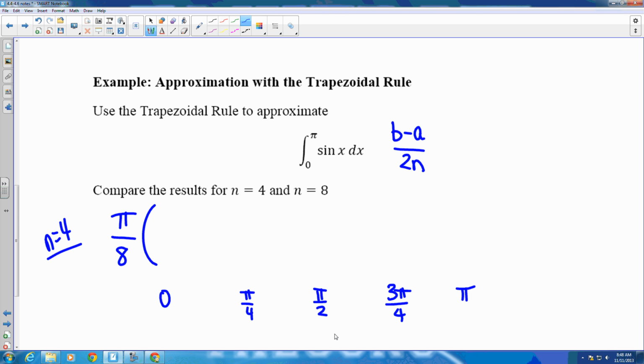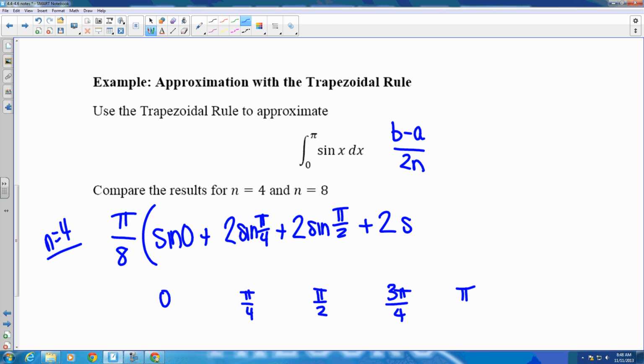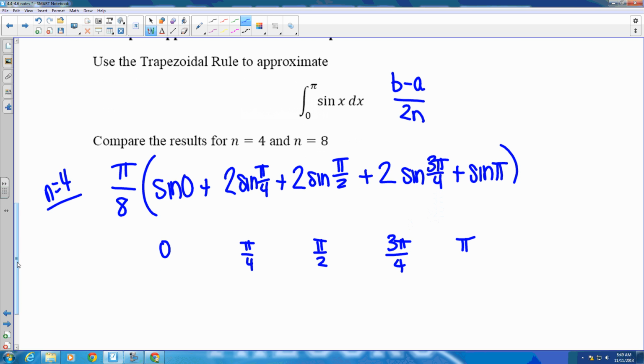So we're going to plug in those values into our function sine x. So we're going to have sine of 0 plus 2 times the sine of pi over 4 plus 2 times the sine of pi over 2 plus 2 times the sine of 3 pi over 4 plus sine of pi. As you can see, only the first and the last do not have 2's in front of them. That's going to be the pattern for the trapezoidal rule the whole time. You're going to type this into your calculator, and it will be approximately 1.896 if you plug it in correctly. It might be hard to plug in all at once, so if you want to just plug in each individual term and write down an answer to 4 decimal places or so, then you'll get pretty close to the same answer.